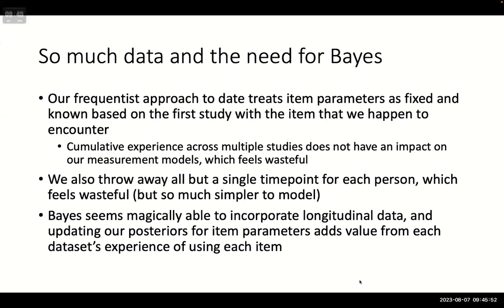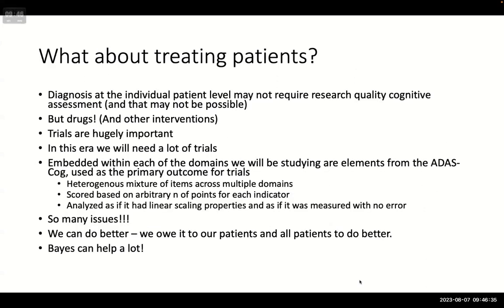And because of the complexity of the measurement task and the difficulty of really taking longitudinal data into account, we throw away all but a single time point for each person, which also feels incredibly wasteful. It's a lot simpler to model with only one time point per person. But if you've got someone who's got 15 evaluations, you're just dipping a teaspoon into this vast ocean of data to try to say something. And Bayes seems magically able, and we'll get into how much magic there is, to incorporate longitudinal data and update our posteriors for item parameters, which adds value from each data set's experience of using each item, which sounds really cool to me.